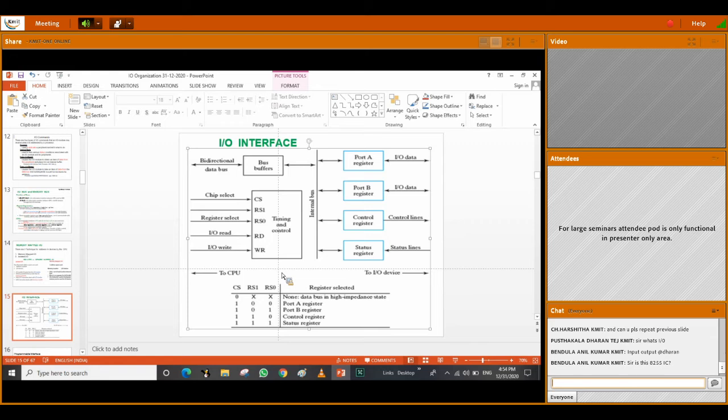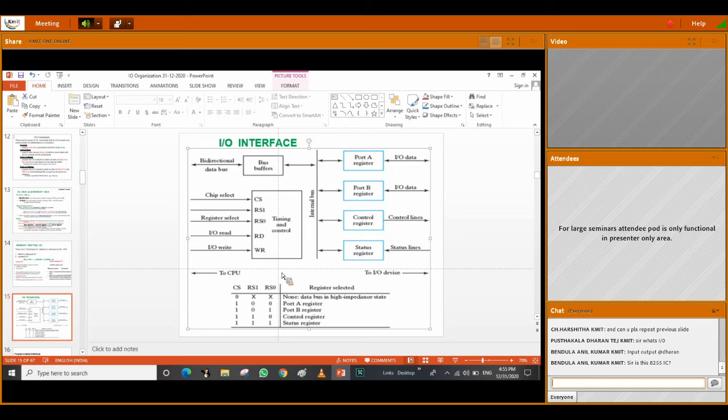This is an IO interface example, we can say only an example for this. The port A and port B registers are connected to the peripheral devices. From the peripheral, IO data is placed in the port A and port B registers.